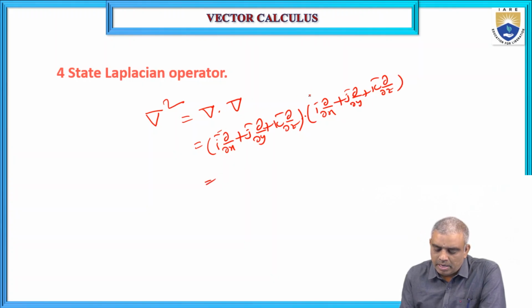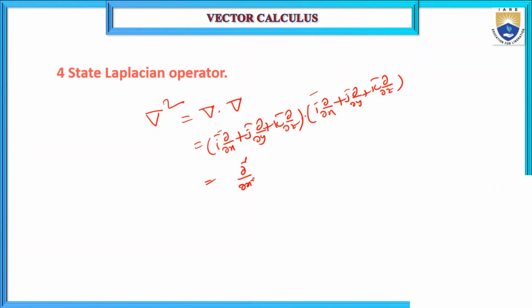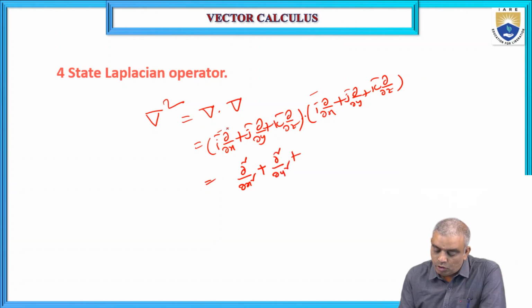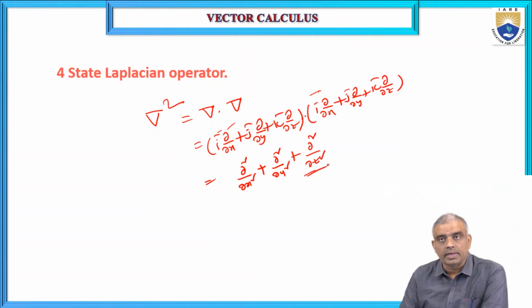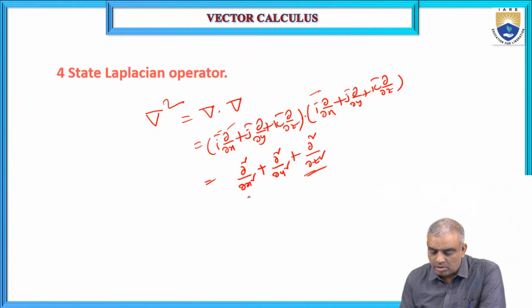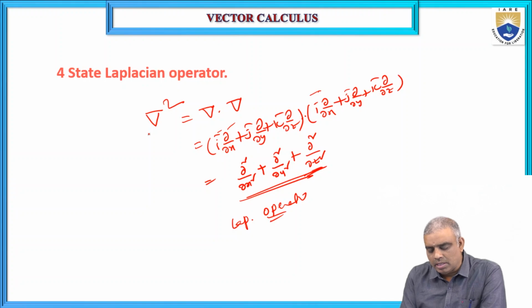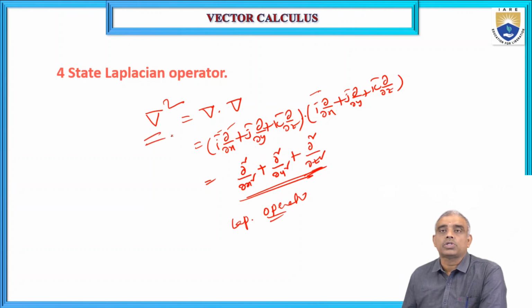The dot product i bar dot i bar is 1, giving ∂²/∂x² as the first term, plus ∂²/∂y² as the second term, plus the third term ∂²/∂z². This can be applied on scalar functions or vector functions. It is called the Laplacian operator. Del square is called the Laplacian operator, which is ∂²/∂x² plus ∂²/∂y² plus ∂²/∂z².